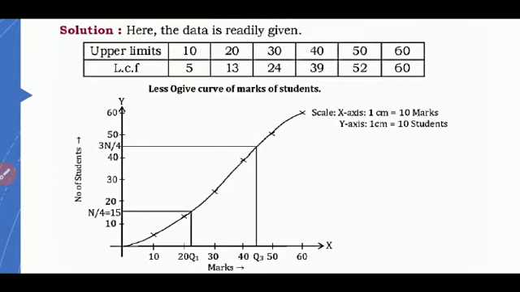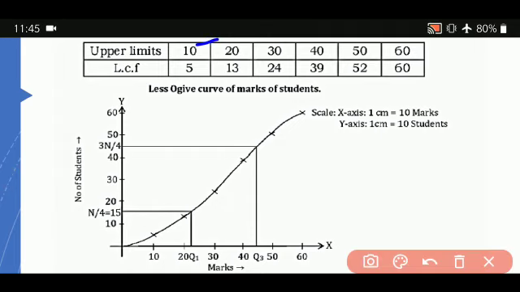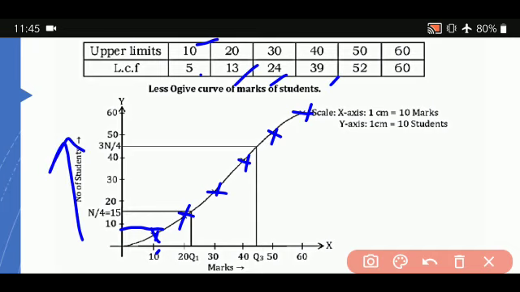For the 5, upper limit 10. For 10 here the value is 5. This is one mark. Next mark is here. Next is here. Next is here. Next is here and here. All these values, they all come here, and these class values, class limits, they come along the x-axis. Then you mark this ogive.